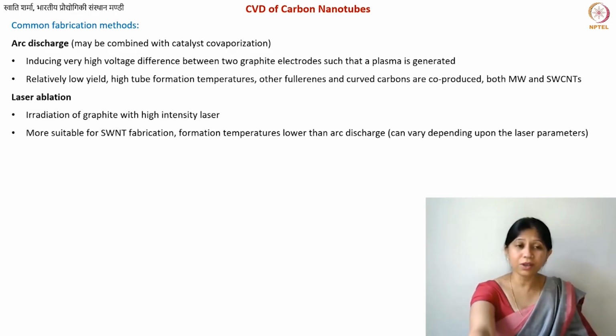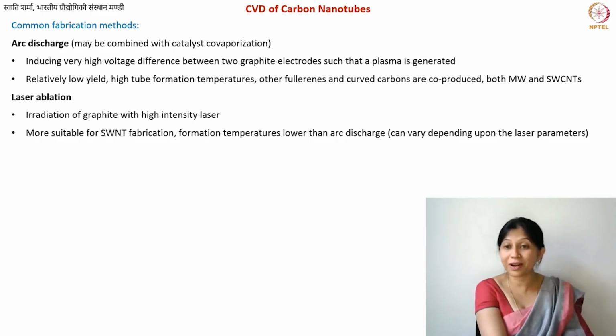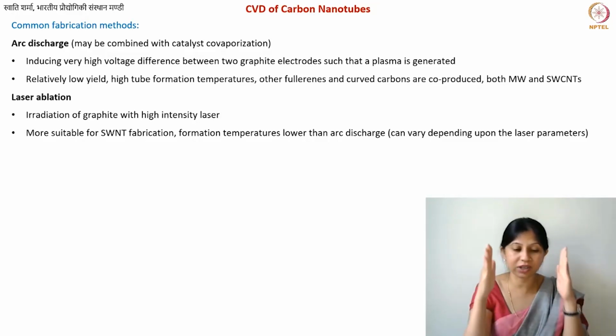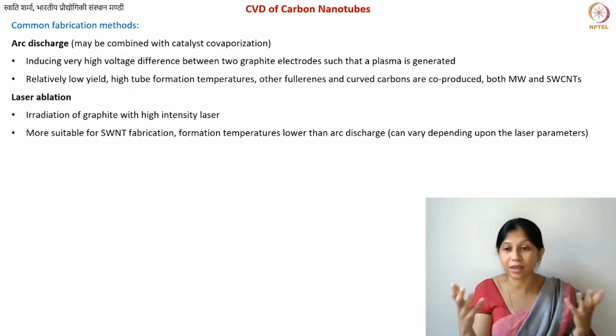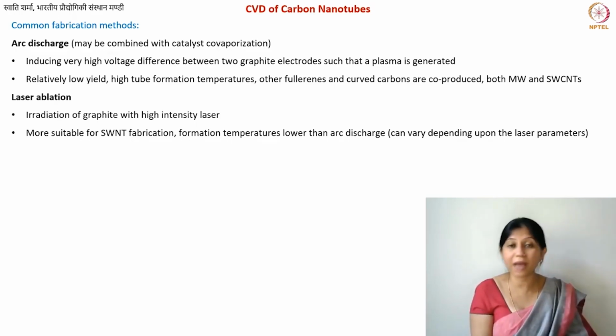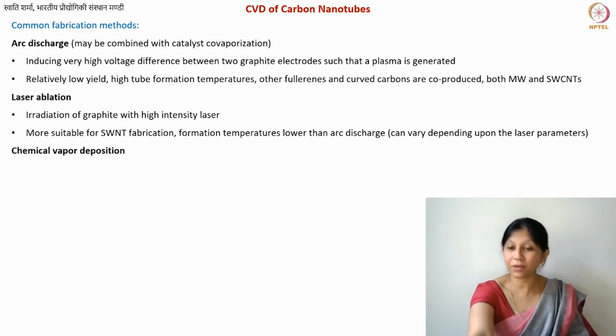So you do irradiation of graphite with high energy, high intensity lasers. This kind of process, interestingly, yields more single-walled carbon nanotubes rather than multi-walled. It's not that you have no multi-walled carbon nanotubes at all, but you have a much larger region where you have single-walled. So if you see the distribution of the diameters or the type, you will find more single-walled carbon nanotubes using this process. Here also the temperatures are relatively high, but lower than that of the arc discharge method. Also, depending upon the laser and the parameters, you can tune the fabrication temperature. So this is another method, and then we come to CVD.